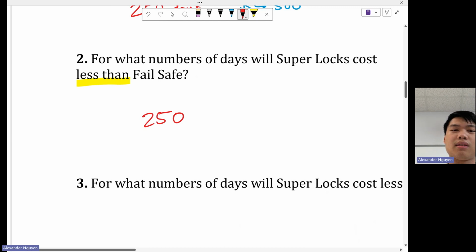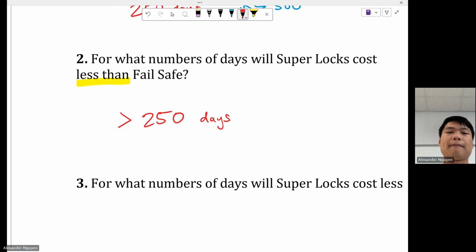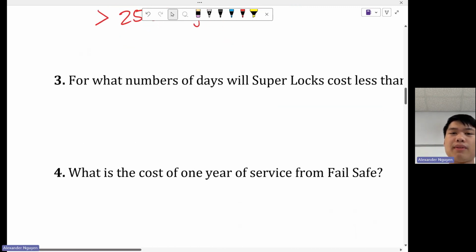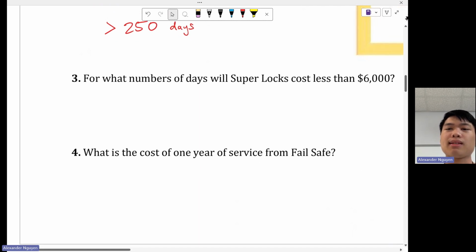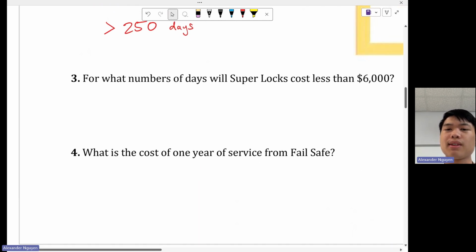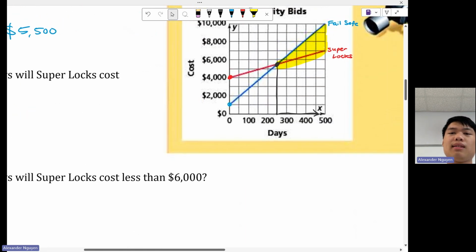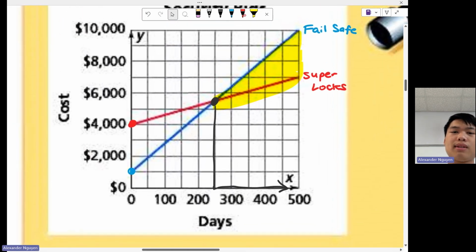250 days, or we could say greater than 250 days. That's a sign for greater than. Okay, for what numbers of days will Superlocks cost less than $6,000? So we're not comparing the two companies, we're just looking at $6,000. So let's look where that is.